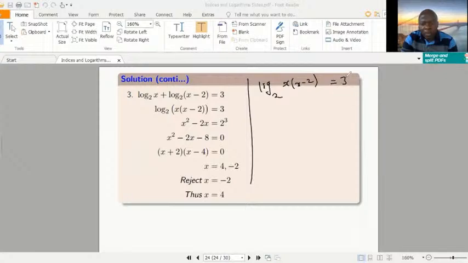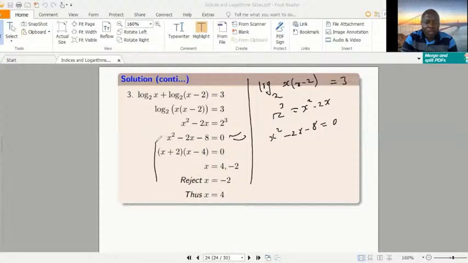Somebody will want to write this in terms of log to base 2. That is another way of doing it. But I just want to use the one we've used before, where we write in index form. 2 raised to 3 is x squared minus 2x. When you write in index form, you can see that I then have x squared. If I take this to the other side, x squared minus 2x minus 8 is 0. So that's what I have.